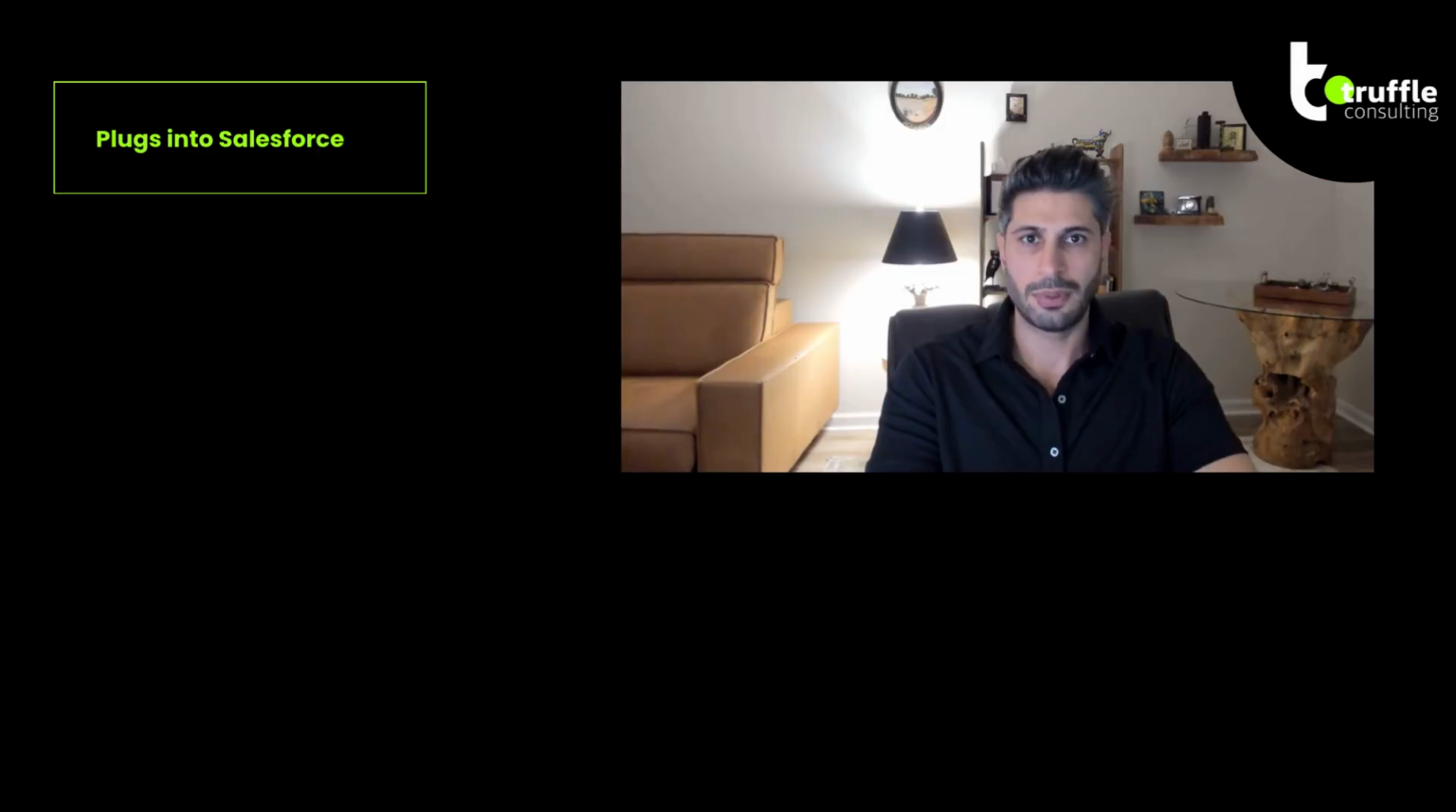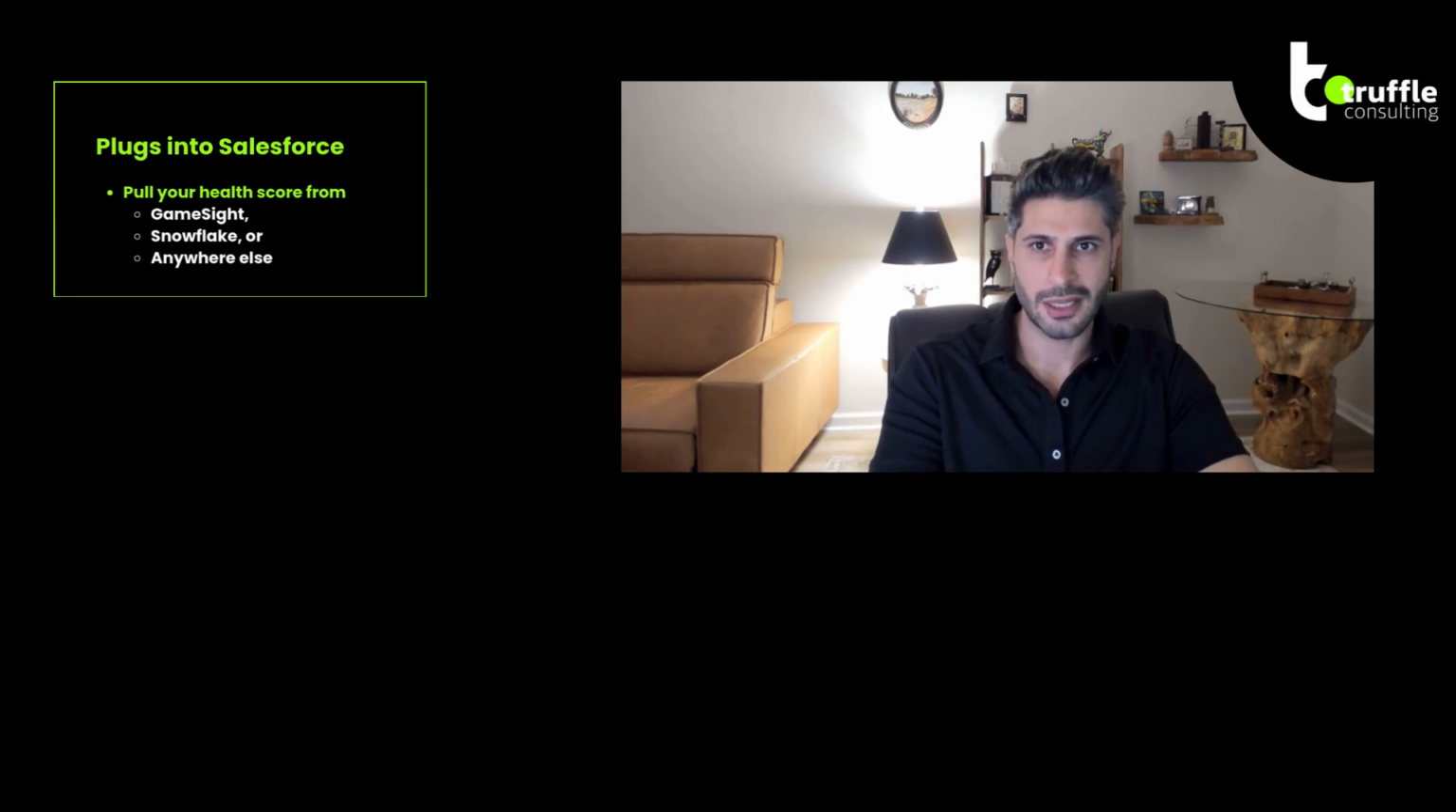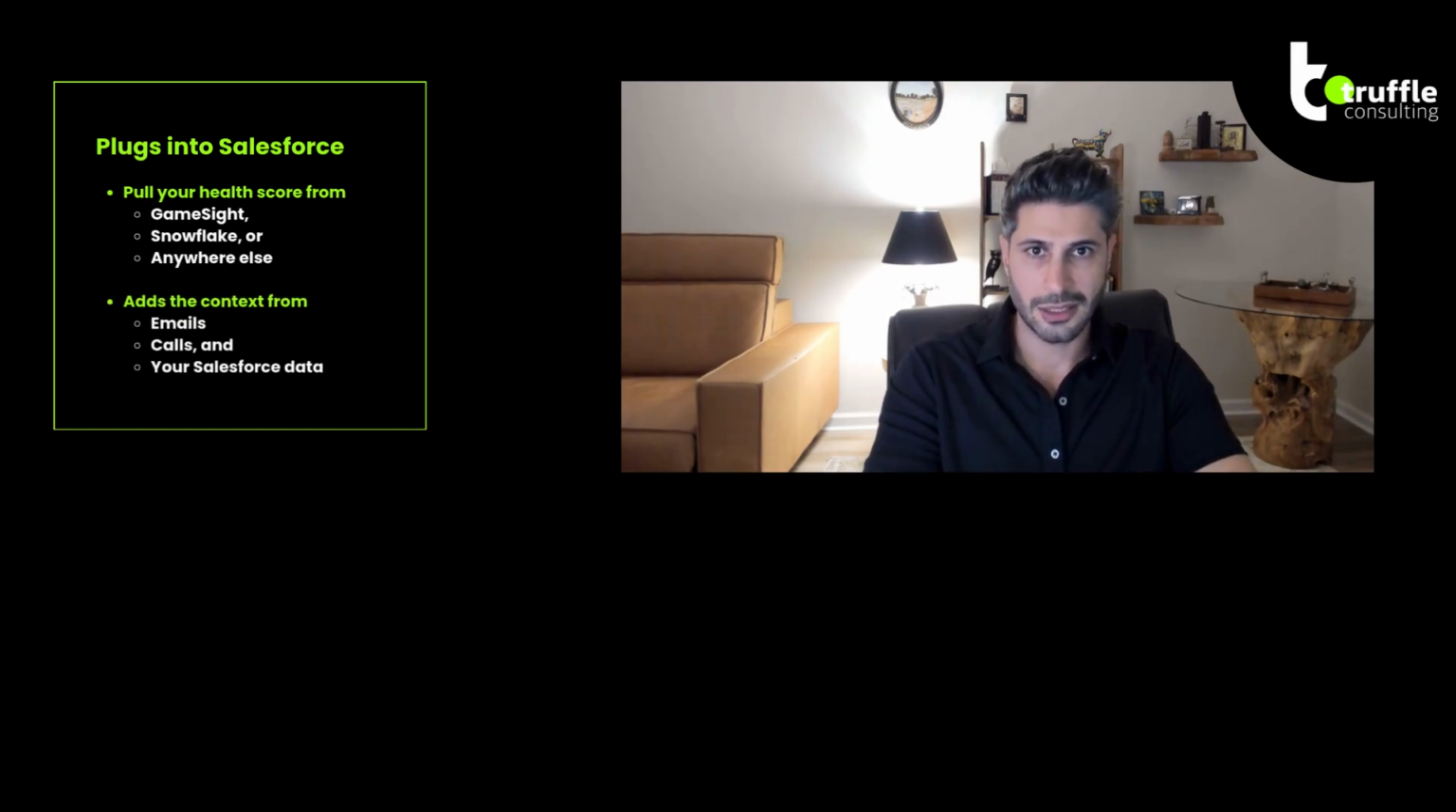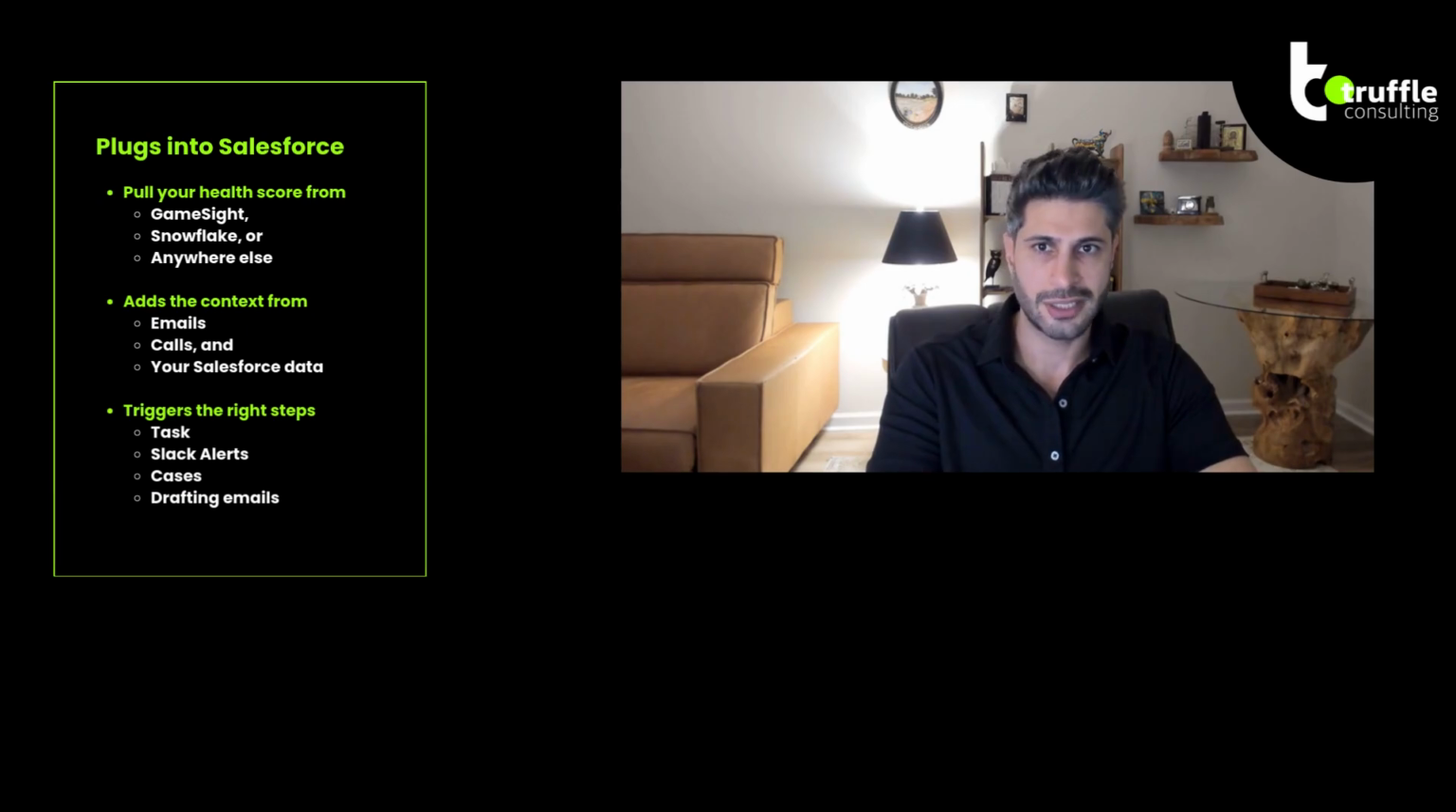You just saw Churn Signal catch risk signals and turn them into actions right in Salesforce. It plugs into Salesforce, pulls your health score from Gainsight, Snowflake, or anywhere else, adds the context from emails, calls, and your Salesforce data, and then fires off the right steps via tasks, Slack alerts, cases, even drafting emails, so that the right people act fast. Your CS platform still owns health score and success plans. Churn Signal owns the activation for sales, success, and support. All see it and act on it. One place for action, which is Salesforce, your system of engagement.